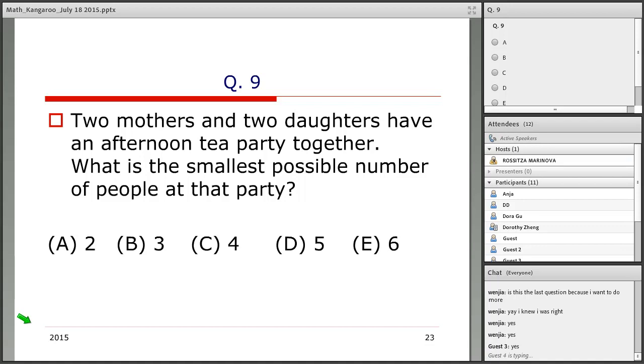You guys are working hard for this, and I can see that. Not that many answers in the poll. Now, sometimes when you look at two mothers and two daughters, right away you're looking at the answer four. But I want you to think harder on this one. I want you to think outside the box. Think of some other situation wherein there might be two mothers and two daughters without having this simple relationship of two mothers, two daughters.